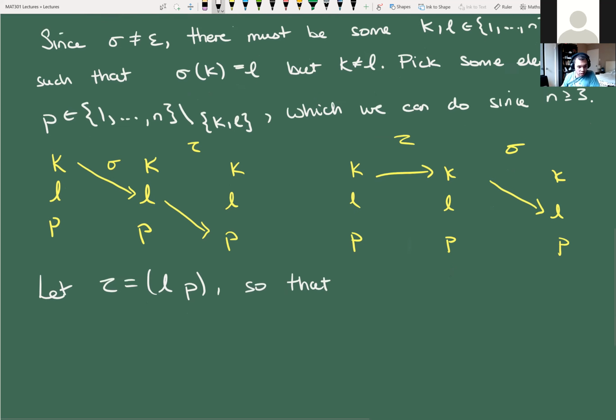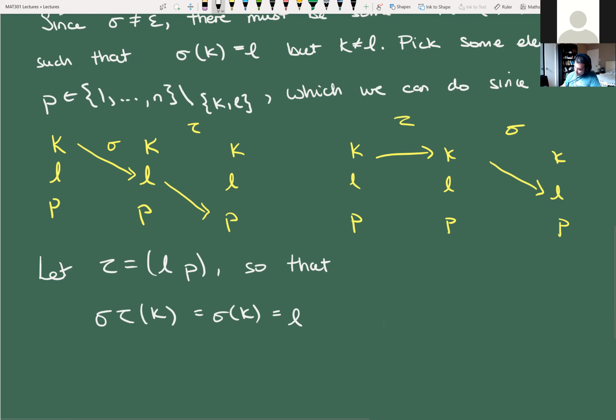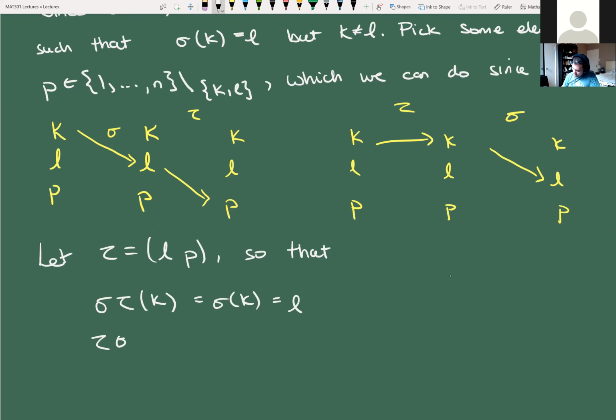And then again, if we actually track what we get: if we do sigma tau of K, well, tau of K is just K, so that becomes sigma of K. And sigma of K was equal to L. And then tau sigma of K is tau of L, which is equal to P. So sigma tau does not equal tau sigma. And we're done, a contradiction.